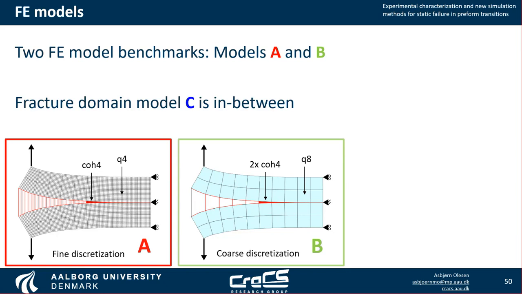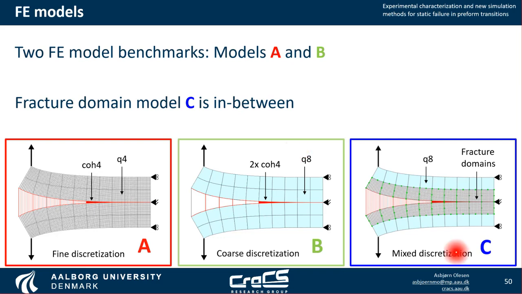Our fracture domain model that we're then actually interested in is somewhere in between, where we have this mixed discretization. And what we hope to do is approach the accuracy of A, or the first model over here, but also approach the speed of the coarsely discretized model, such that we get the best of both worlds.